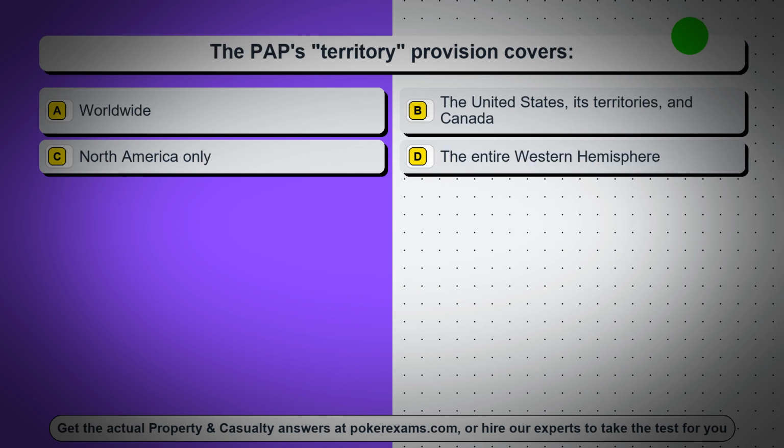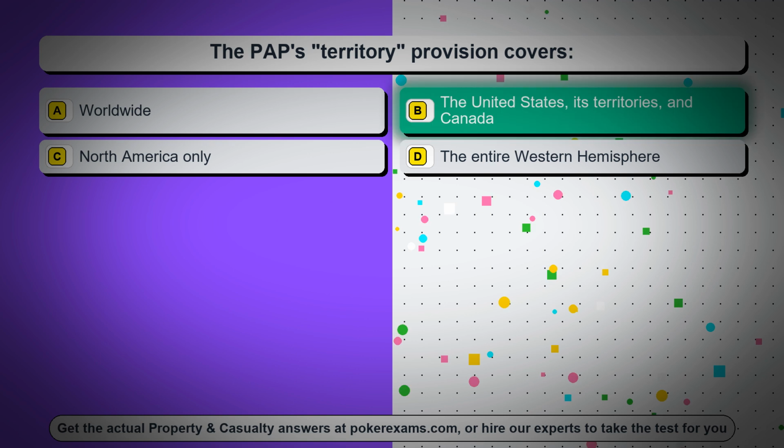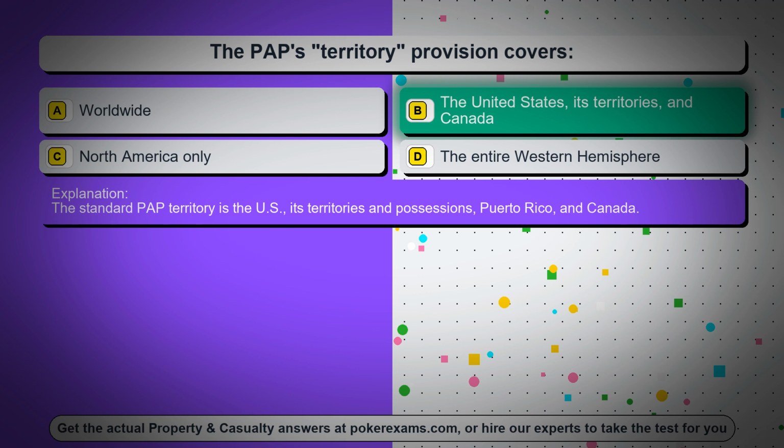Question 80. The PAP's territory provision covers. Option A, worldwide. Option B, the United States, its territories, and Canada. Option C, North America only. Option D, the entire Western Hemisphere. The correct answer is option B, the United States, its territories, and Canada. The standard PAP territory is the U.S., its territories and possessions, Puerto Rico, and Canada.